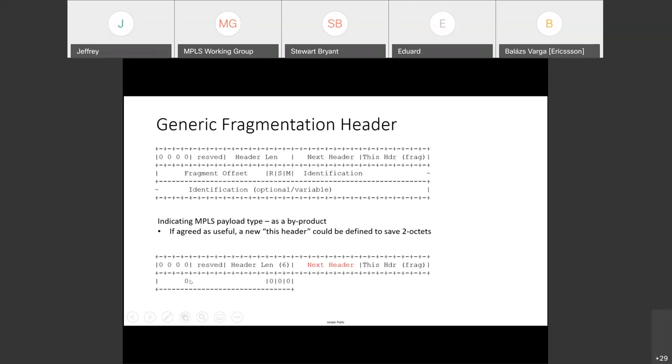In that case, the identification or offset, all those fields are just zero. But of course, if we deem that this is a good feature to have to indicate what the real payload is after the MPLS label stack, then we can define a real code point just for that purpose, instead of relying on this fragmentation pattern. So anyway, this is just a byproduct.